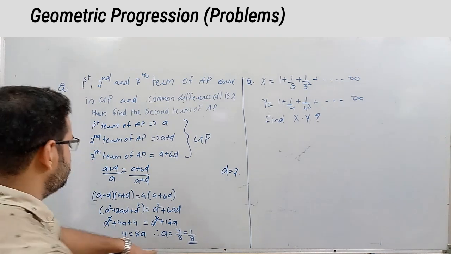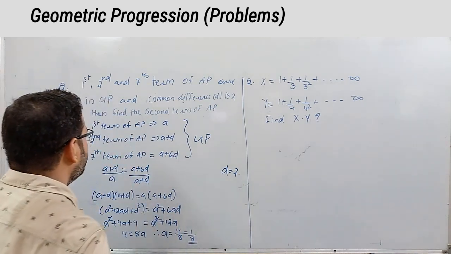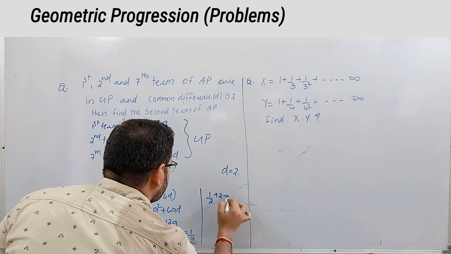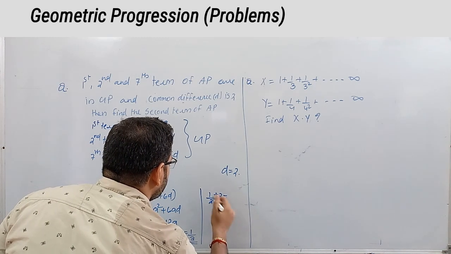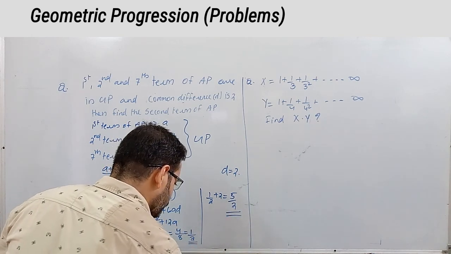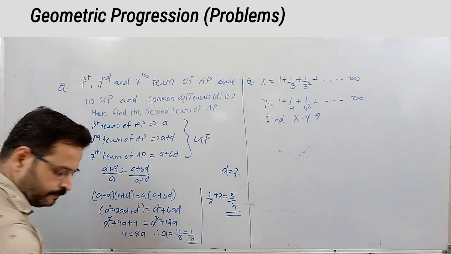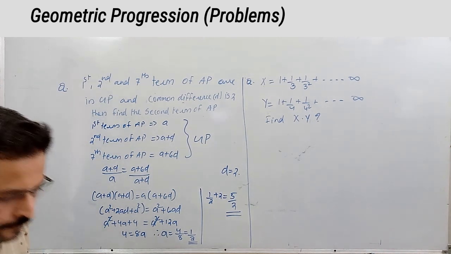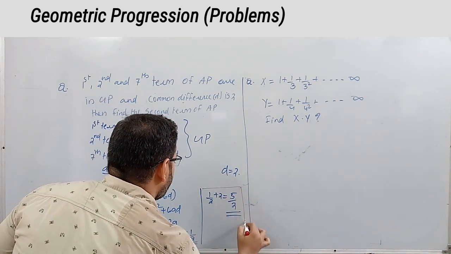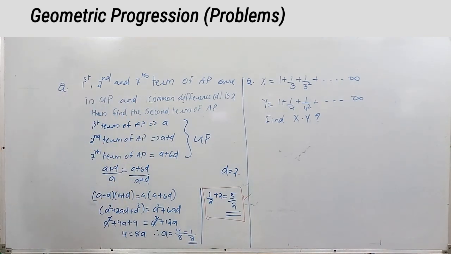That means the first term is 1 by 2. We have to find the second term of AP, that means A plus D. 1 by 2 plus 2 is equal to, taking LCM, 4 plus 1, 5 divided by 2, will be the second term of AP. The second term of AP will be 5 divided by 2.